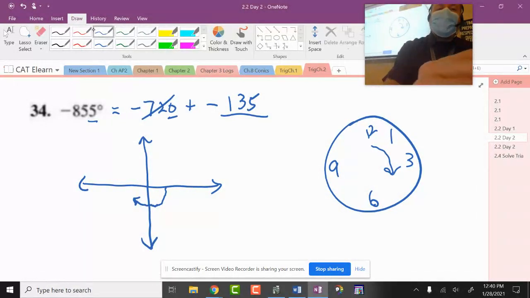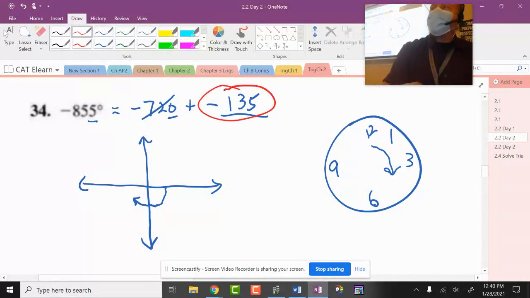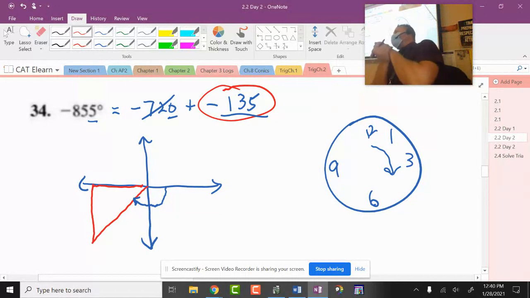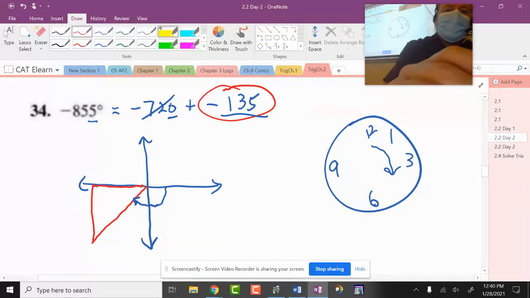So this is clockwise. Hey, what quadrant am I going to end in? Okay, now here's the thing that I probably confuse you up here. This is either going to be a 45, a 30, a 60, or it's not a 90, 180. We have an angle. We have a triangle. So which one is it? What's the reference angle here? What do you think?